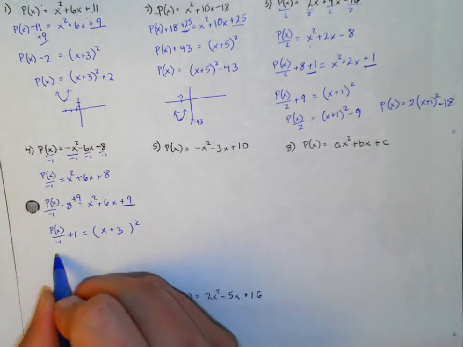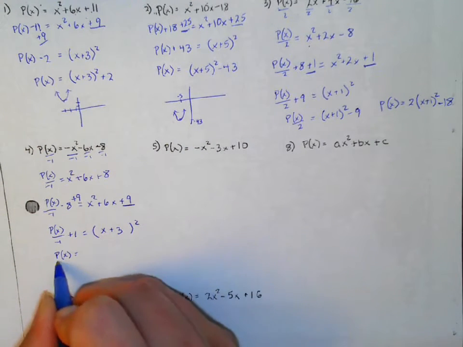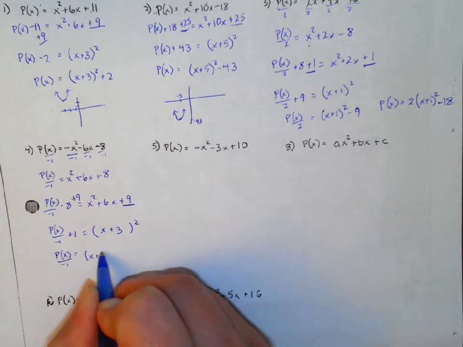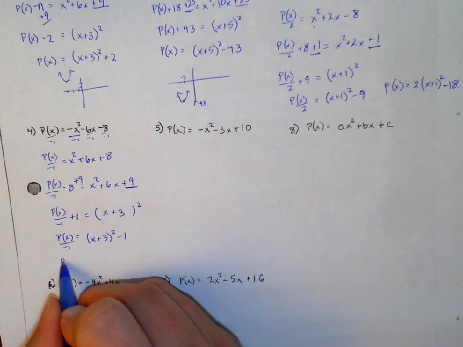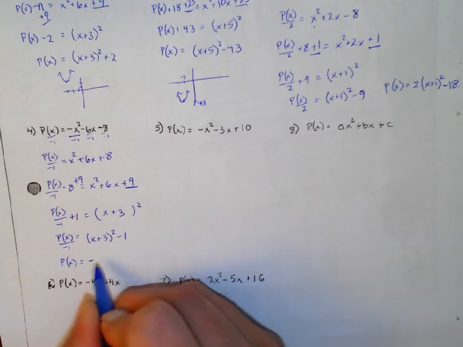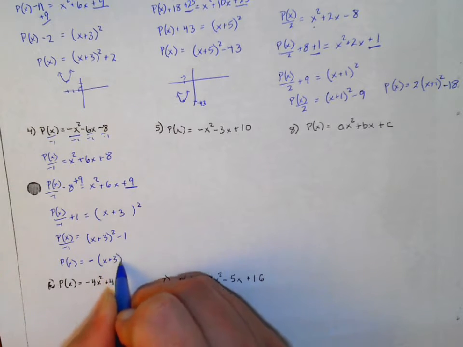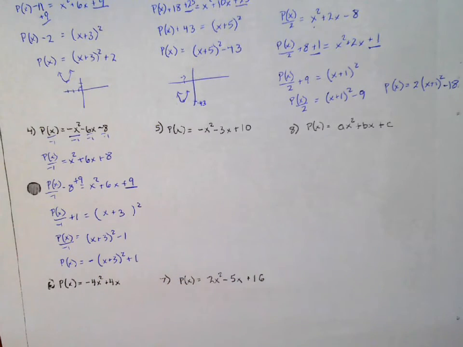Subtract the 1 over. And get rid of this negative 1 here. Multiply it all by negative 1. So I'm just going to put the negative out front here for this first term. And then multiply by negative 1 there.